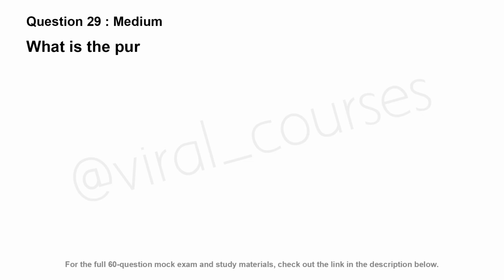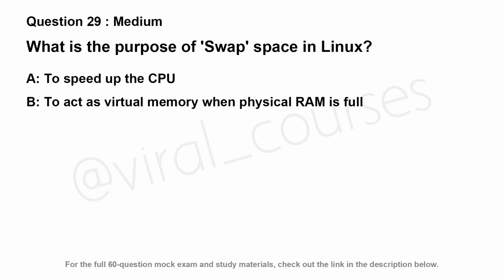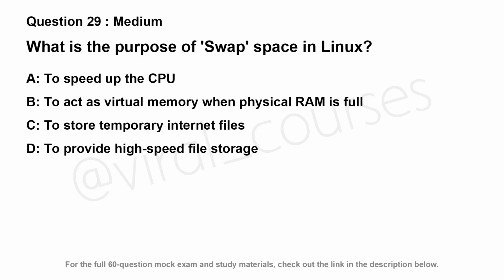What is the purpose of swap space in Linux? Option A, to speed up the CPU. Option B, to act as virtual memory when physical RAM is full. Option C, to store temporary internet files. Option D, to provide high-speed file storage.